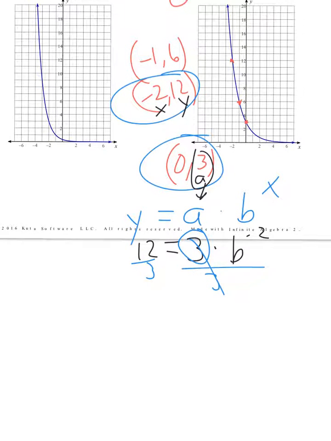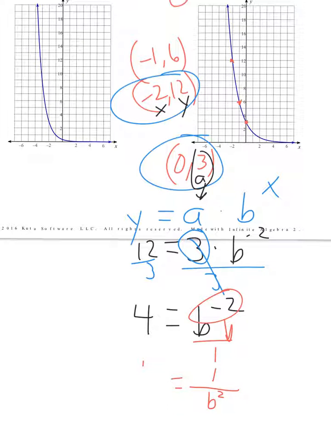Okay, so right now, here's what I have. 4 is equal to b to the -2nd power. Now I want you to think about how you make an exponent positive. Okay, you move it down. So if this is like b to the -2nd, I would move that down and make it b to the 2nd on the top. So if I take and move this down, it's 1 over b to the 2nd equals 4. And what I'm going to do is I'm going to set up a proportion. So it's 4 over 1.